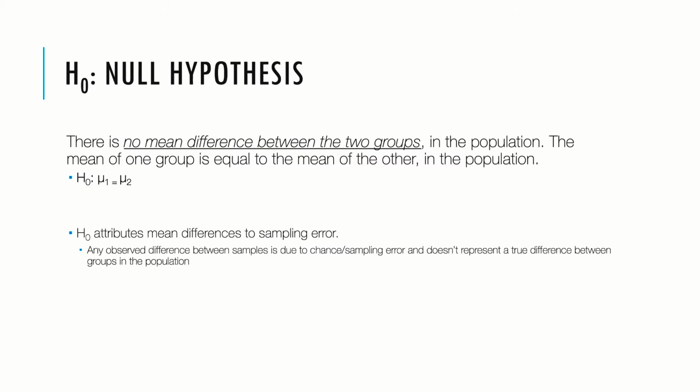If we were to take the true population, you would find that these two means are going to be equal. The difference would be 0. You just happen to find in your sample a small difference. It's not enough. So any difference, the null is essentially going to blame on sampling error.